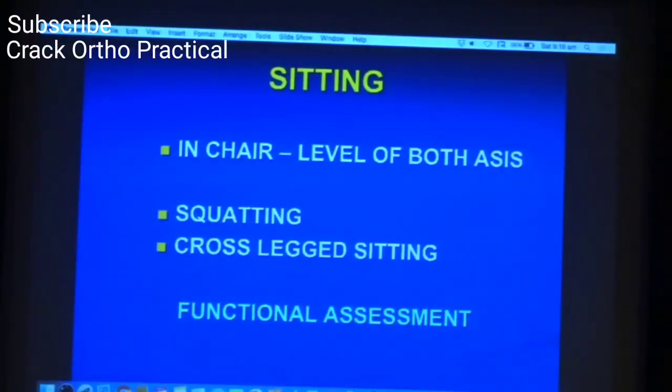Once the standing examination is complete, you ask the patient to sit in a chair or on the couch, and you try to assess whether both the anterior superior iliac spines are now in the same horizontal plane or not. If the discrepancy persists, the inference is that there is no compensation occurring at the spine, and this is classified as a fixed pelvic obliquity, typically seen in patients with ankylosing spondylitis, where the spine is also fused and no compensation can occur there.